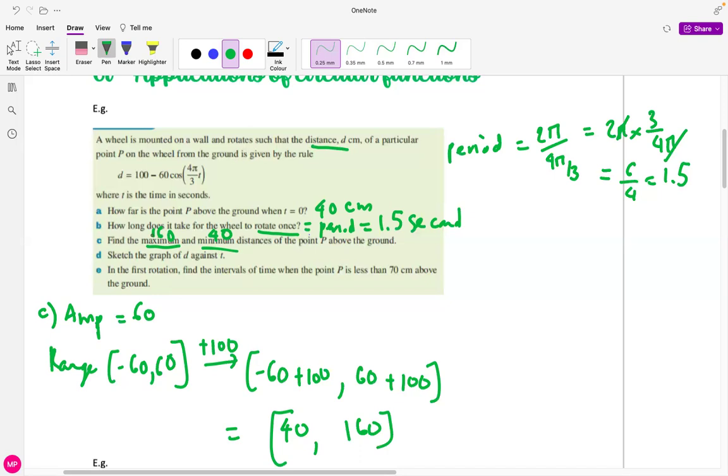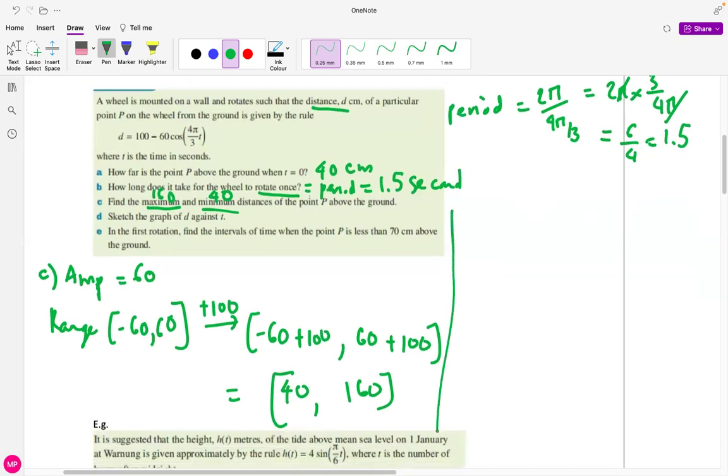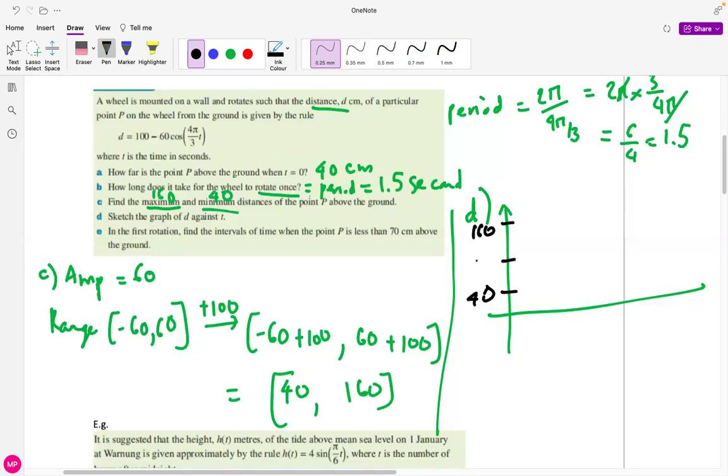Now sketch the graph of D against T. So to sketch, we have the minimum and the maximum, which is 40 and 160. The middle number is always the translation up and down, which is 100. Or you can just do 40 plus 160 divided by 2. That still gives you 100. This is a negative cos graph. Negative cos, we start from the minimum and it goes upside down like this. And that's where you reach a period, which is 1.5 seconds.